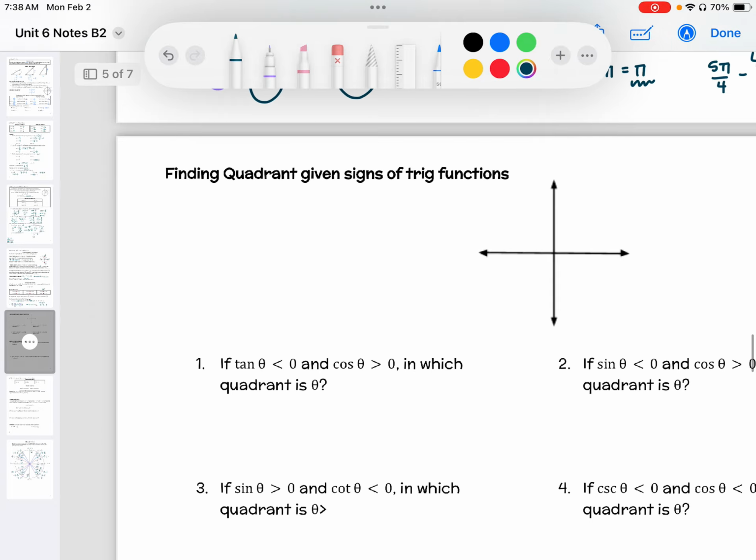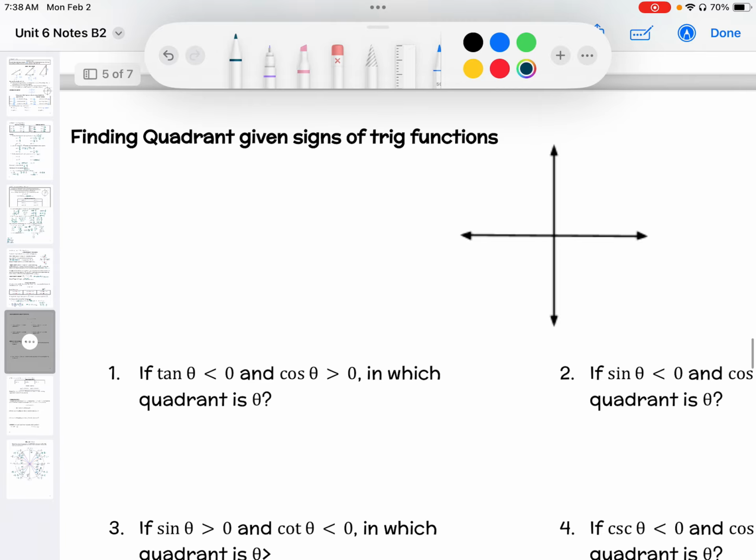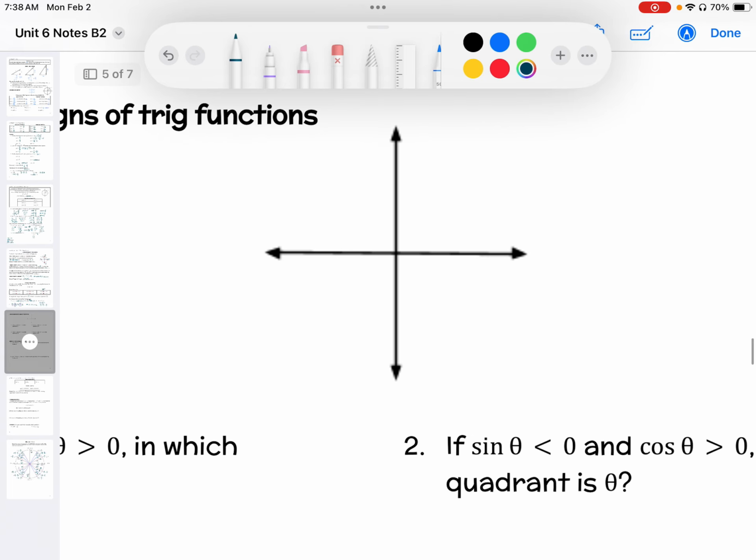Okay, so finding quadrant given signs of trig functions. We've talked about this a little bit before. We have quadrant 1, quadrant 2, quadrant 3, and quadrant 4. So in quadrant 1, all of our trig functions are positive, and we have the ordered pair where they're both positive. Both x and y are positive, which means all the trig functions are positive.